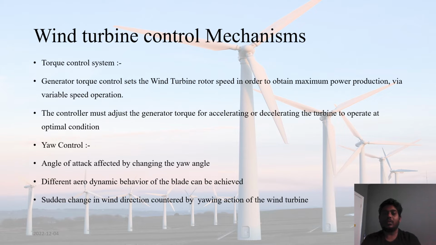In the case of yaw control, the angle of attack is managed by changing the yaw angle of the wind turbine. That is, the yaw angle is changed in order to change the angle of attack to control the amount of air or wind that is passing through the wind turbine. Different aerodynamic behavioral patterns can be obtained by this control of the yaw angle. When there's a sudden change in the wind direction, the yaw angle can be controlled to bring the wind speed to the required speed of the wind turbine in order to obtain maximum efficiency.